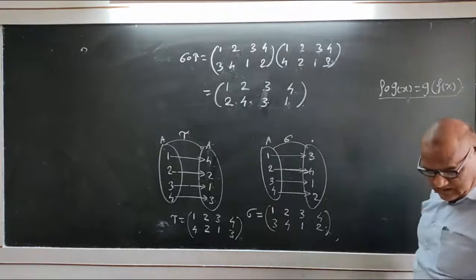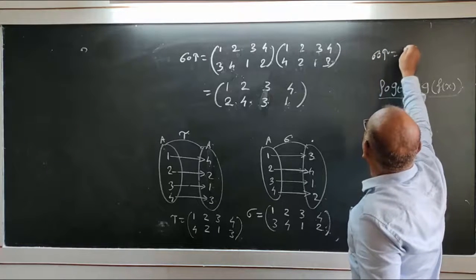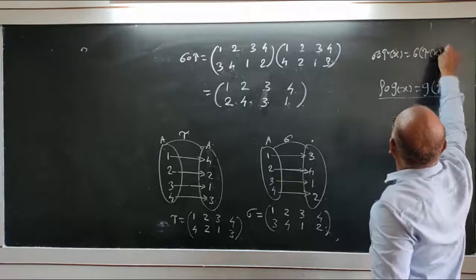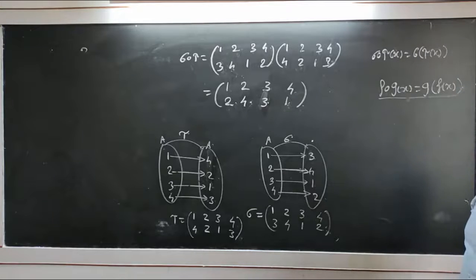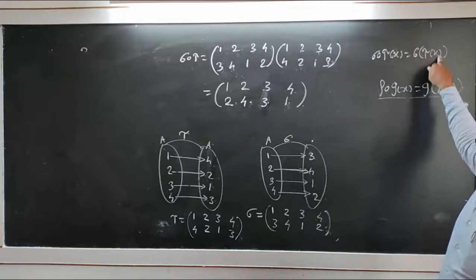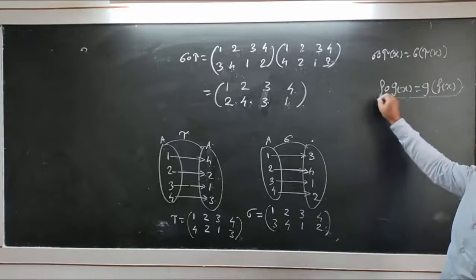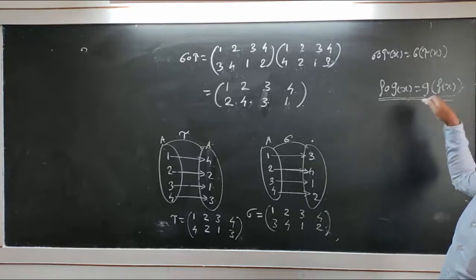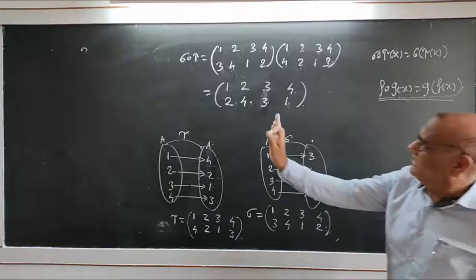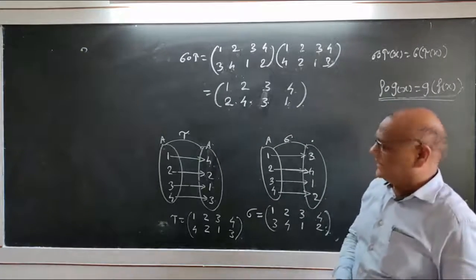In this text, composition is defined like this: sigma of tau of x, which is sigma in bracket tau of x. Then multiplication is from right to left. If any textbook or reference book defines composition the other way, then multiplication is taken from left to right.